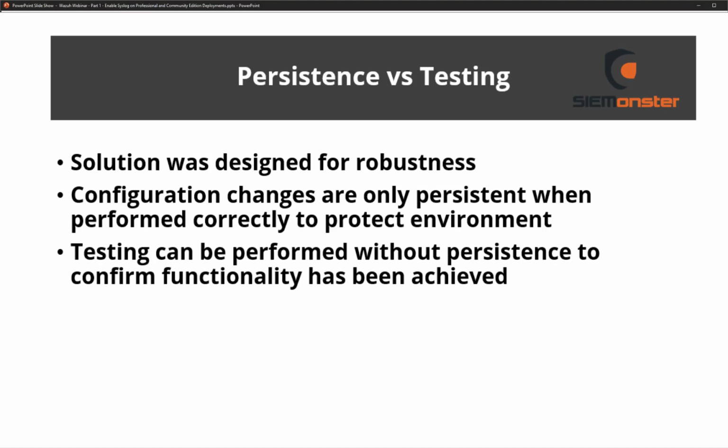Some of the questions that have come up were about the persistence of configuration changes in the community edition and the professional edition. The solution was designed with robustness in mind, to ensure that accidental changes to the environment don't cripple it, so that there's a mechanism to recover it. There are some steps you need to perform to make changes for testing purposes. If something should break, you can just restart the container and those changes will revert, which ensures that the most reliable way can be implemented going forward.